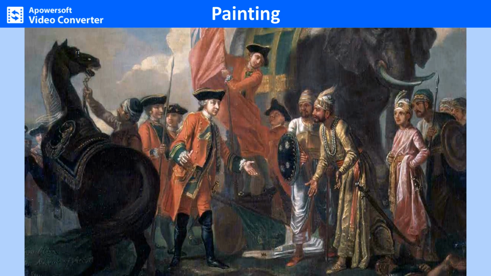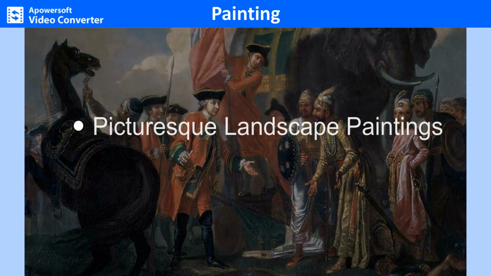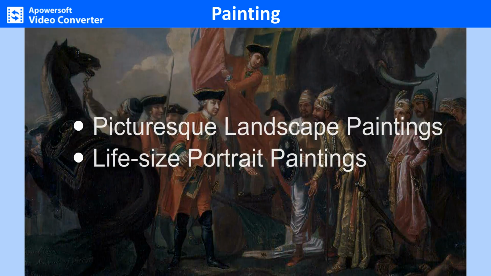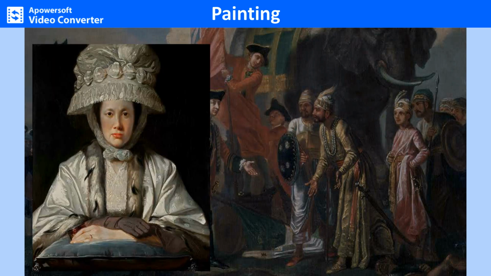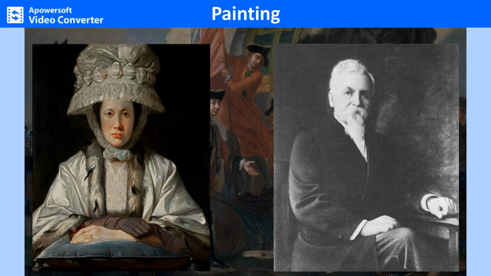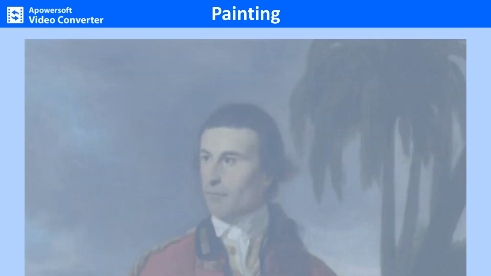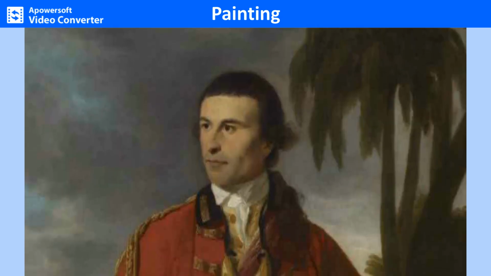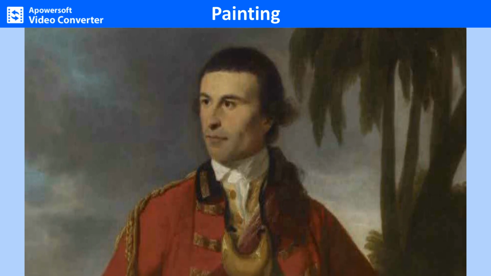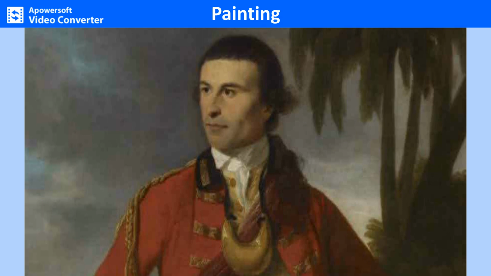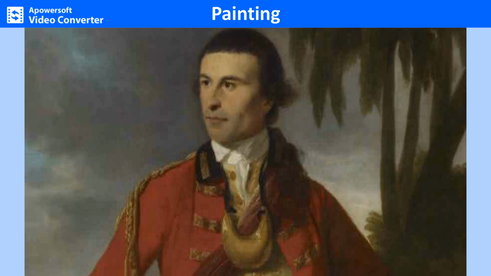Some of the major trends of the imperial art were picturesque landscape paintings, life-size portrait paintings, and history paintings. Various British artists came to India during this period and began to work here. For instance, Tilly Kettle, William Hodges, and Robert M. Grindley. Tilly Kettle, a portrait painter, was the first English painter to work in India. Most of his portraits were those of elite Indians and company officials.